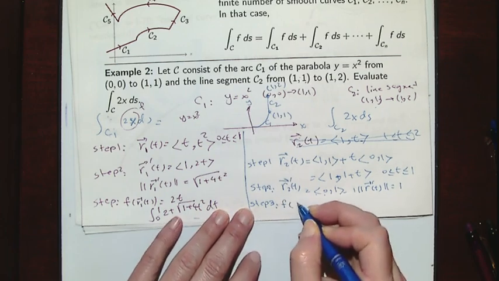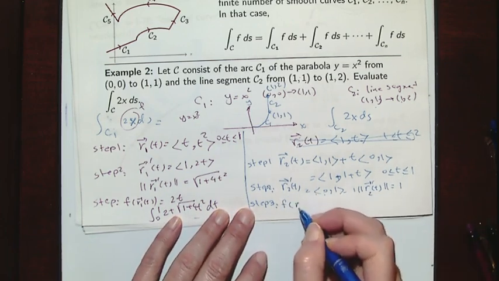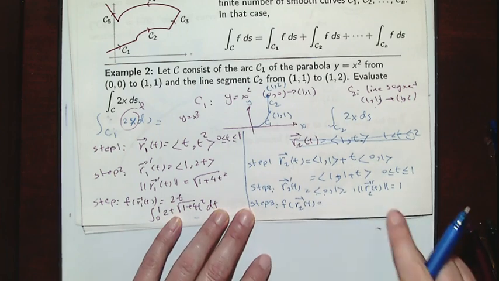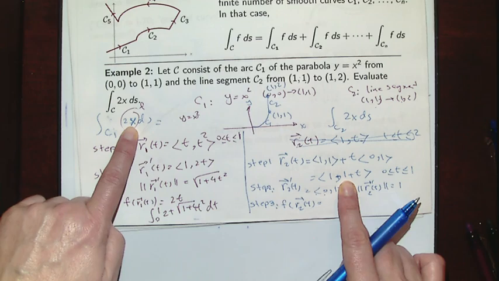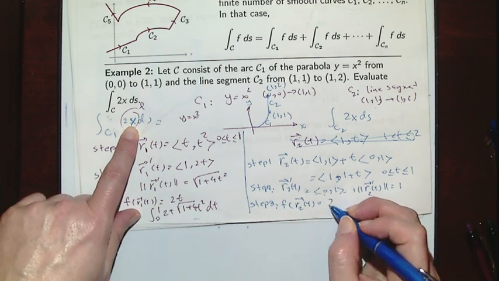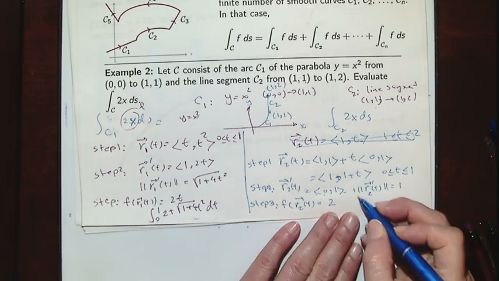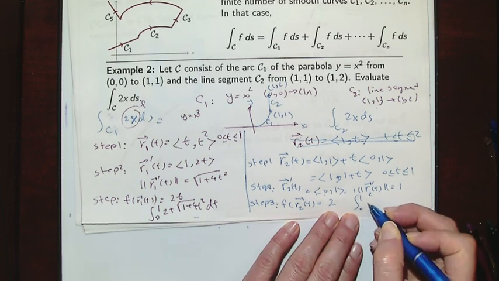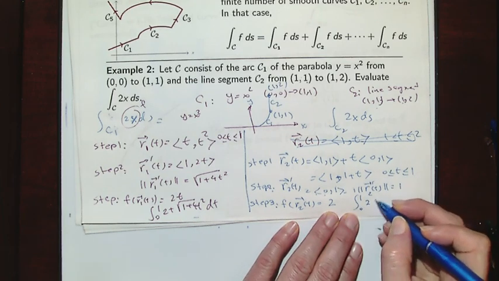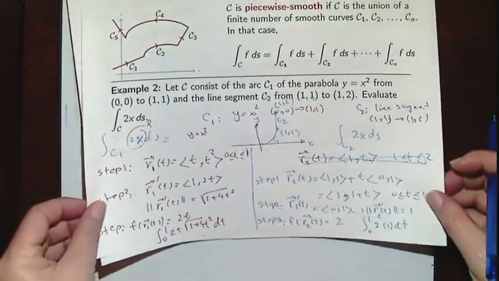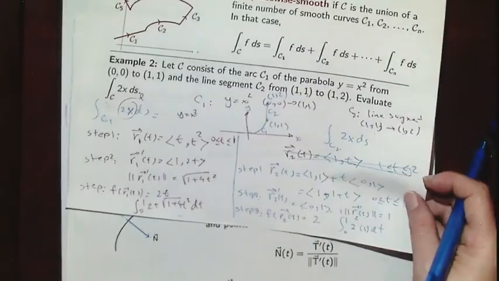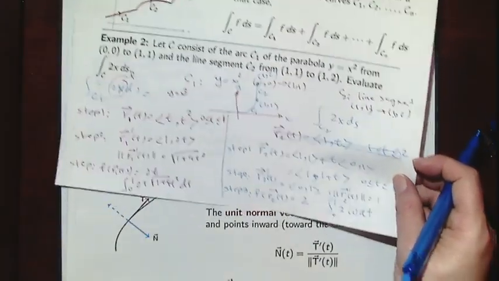Step 3, f of R2 of t. I have to plug in, what's the parameterization? (1, 1 plus t). I have to plug in x, I have to plug in 1. So it's 2. So this is going to be integral from 0 to 1, 2 times 1 dt. Fair game? 2 pieces. Now I'm going to add it. Do you guys want me to compute the integral? No? You can do it on your own? Should I tell you what u substitution it is? Okay.